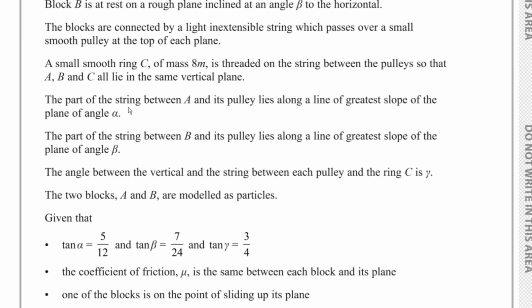The part of the string between A and its pulley lies along a line of greatest slope of the plane of angle alpha. The part of the string between B and its pulley lies along a line of greatest slope of the plane of angle beta. The angle between the vertical and the string between each pulley and the ring C is gamma.